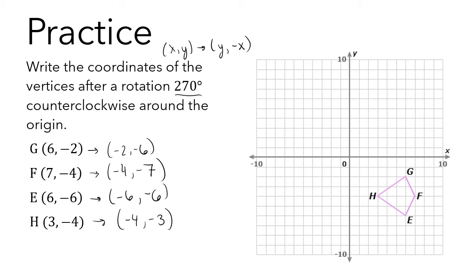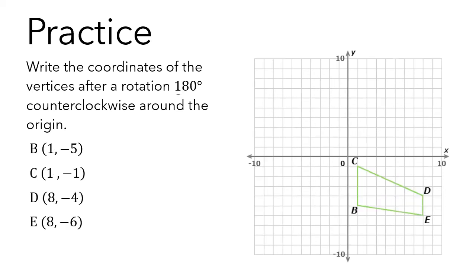Now let's graph this. Negative 2, negative 6 can be right here, and that's G prime. Negative 4, negative 7. 1, 2, 3, 4, 5, 6, 7. This is going to be F prime. Negative 6, negative 6. So this will be 4, 5, 6. 6 will be here. This is E. And then lastly, negative 4, negative 3. 1, 2, 3. This one's going to be H prime. So this is after a 270-degree rotation, counterclockwise. You get to there.